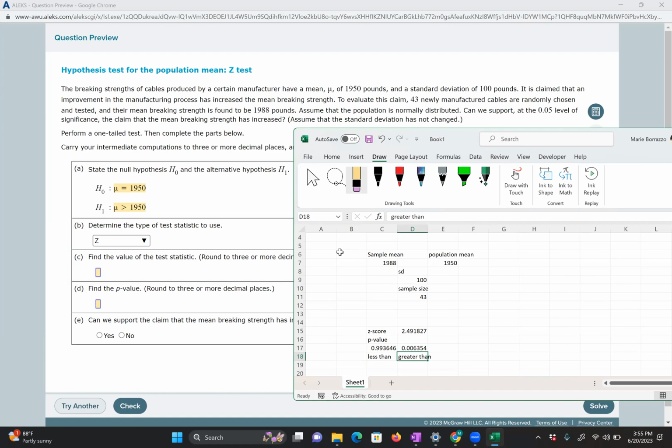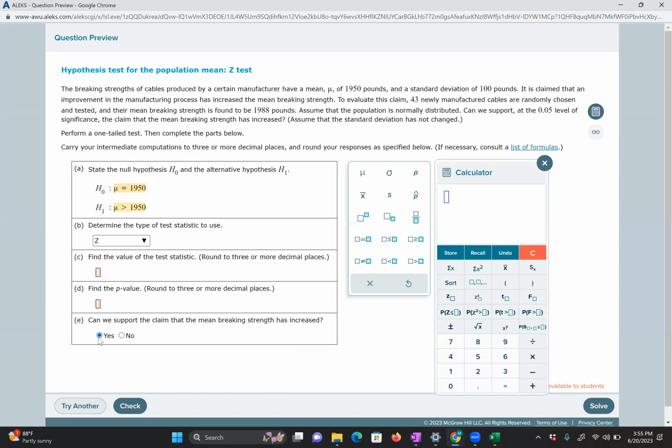So this one is when we have this symbol. If I have a greater than symbol, so I have mu is greater than that, 1950, that's when you use 1 minus the value you get here. So this number is 1 minus 0.993646. Okay, so according to this, yes, we can, because we have an alpha of 0.05. So that would be our response.